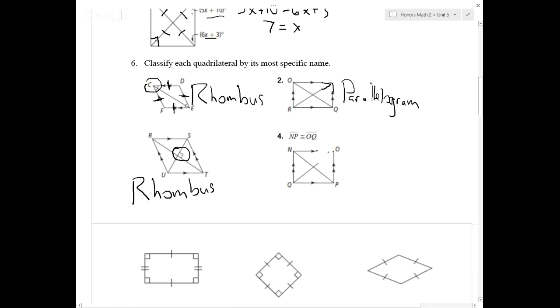Number 4, we have NP and OQ. NP is the full diagonal. OQ is the other diagonal. So that tells us that these two diagonals not only bisect each other because they're a parallelogram, but they're also congruent. And congruent diagonals tells us we have a rectangle.